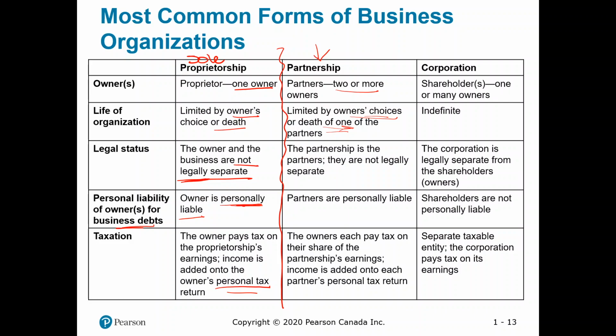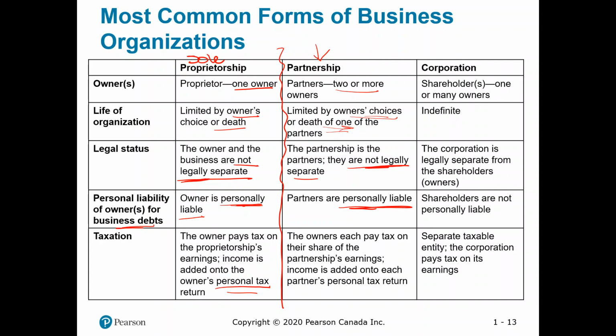The legal status, again, like a sole proprietorship, they are not legally separate. So the partners and the partnership are looked at as one. They are not legally separate. And again, because of this, partners are personally liable for any business debts.